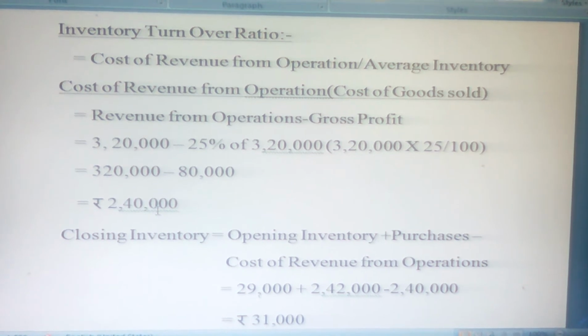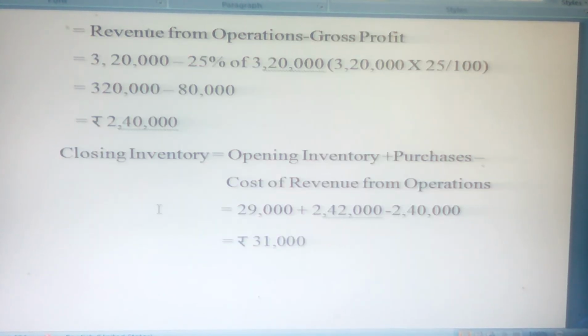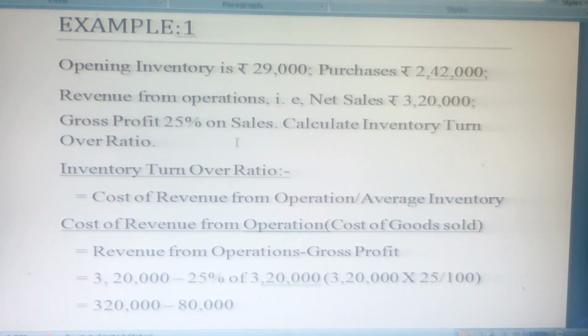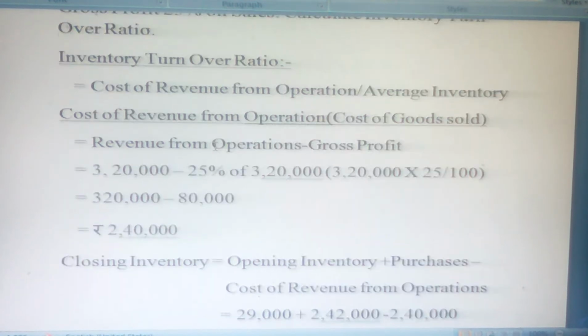The only work is to find out the gross profit. Once you get the gross profit, we can deduct it from the revenue from operations. You will get cost of revenue from operations. Then closing inventory. Here they gave only opening inventory, so closing inventory is a missing figure. Then we are going to discuss average inventory. So for that, how to calculate closing inventory?